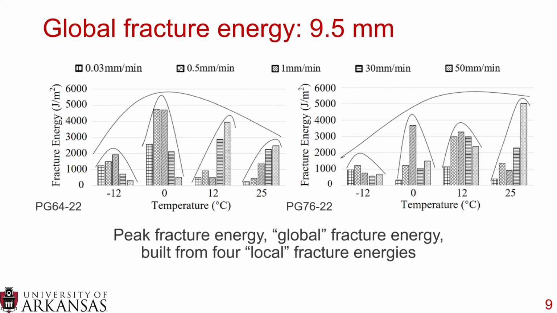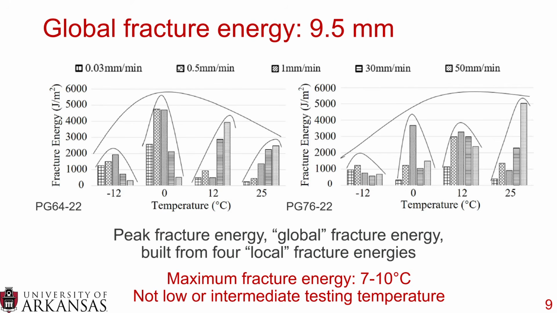And what's interesting here is we get a maximum, a global fracture energy, somewhere between 7 to 10 degrees Celsius. And what's very interesting about this is when you look at all of our fracture tests, none of them are run in this range. They're all either run lower or higher. It's interesting that this so-called global fracture energy peaks at a range that we don't test at. So it's not what's considered a low testing temperature, which is that negative 12 range. It's not the intermediate temperature, which is up at that 25 degree range. It's right there in the middle.